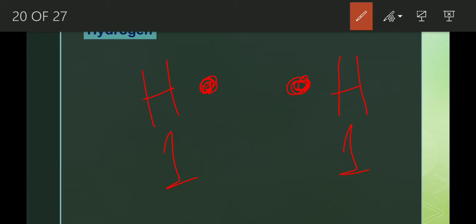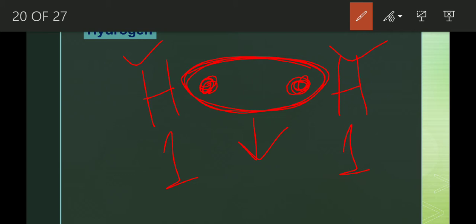Now the nearest noble gas to hydrogen is helium. Helium has an atomic number of 2, so it has 2 electrons in its valence shell. So hydrogen will always try to attain 2 valence electrons in its outermost shell. That means it will try to attain a duplet so as to have a stable electronic configuration. So both the hydrogens will share this pair of electrons. In this way, they will form a chemical bond which is known as the covalent bond.